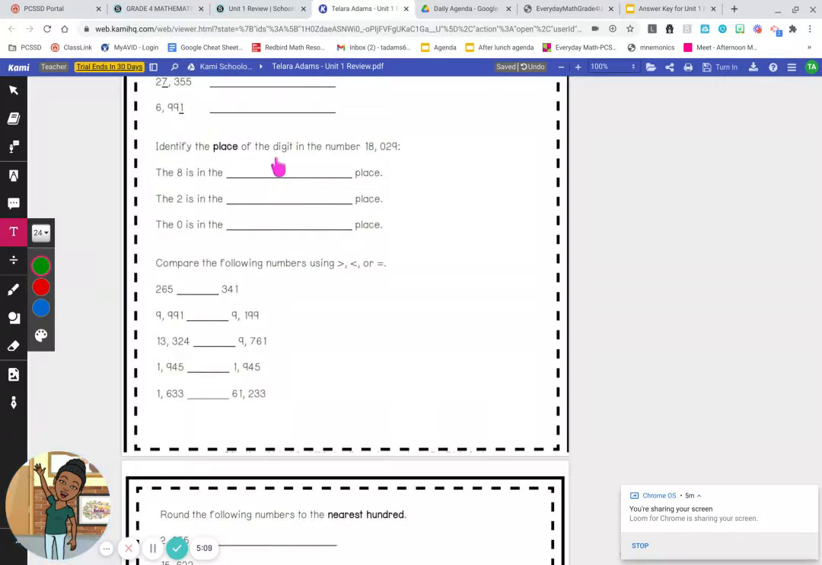Identify the place of the digit in the number 18,029. For place, we are thinking of ones, tens, hundreds, thousands, 10,000s, 100,000s. So that's what I mean by place. For a reminder, the 9 is in the ones place. Then the 2 is in the tens place. You may have to go back to your place value chart. That's okay. Looking at the number 18,029, the 8 is in the thousands place.